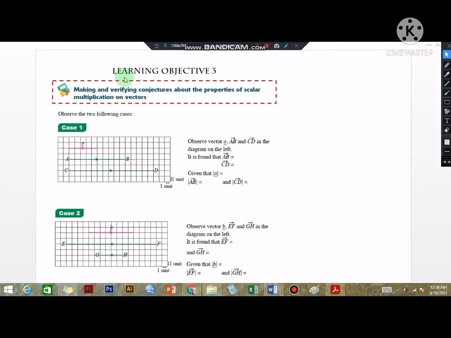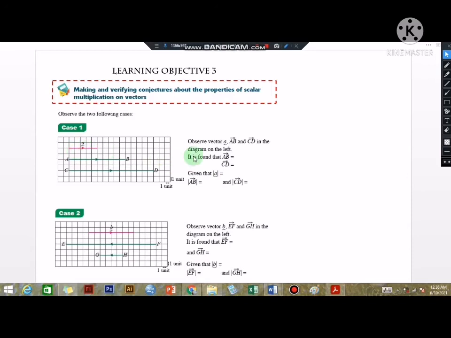Okay, class. Let's proceed with learning objective 3, which is making and verifying conjectures about the properties of scalar multiplication on vectors. So let's observe the following cases. Let's look at case number 1. Observe vector A, vector AB, vector CD in the diagram on the left. Look at AB. The directions of AB and A are the same, isn't it? Which is to the right.